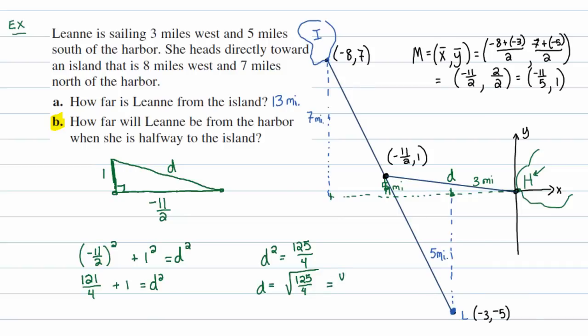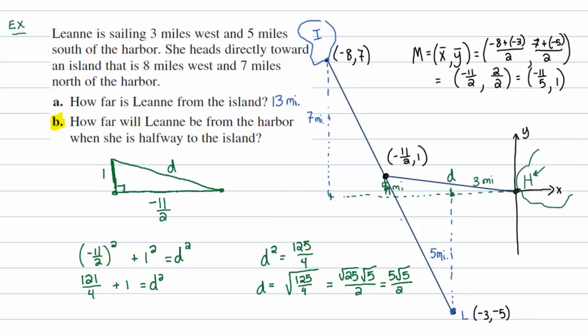The square root of 125 is the same thing as the square root of 25 times the square root of 5, and the denominator, the square root of 4, is just 2. This will be 5 root 5 over 2. That's the distance that she is from the harbor at that point.